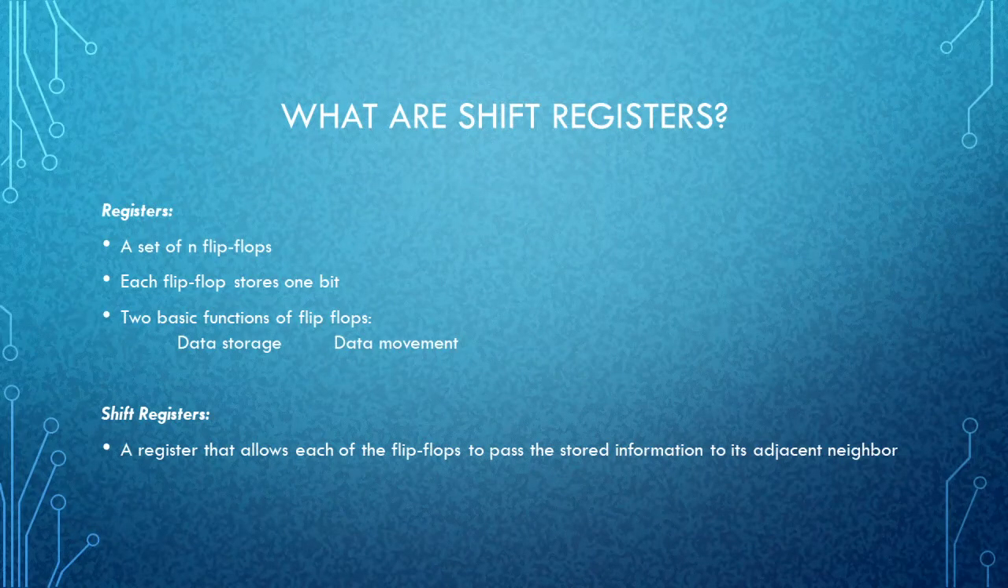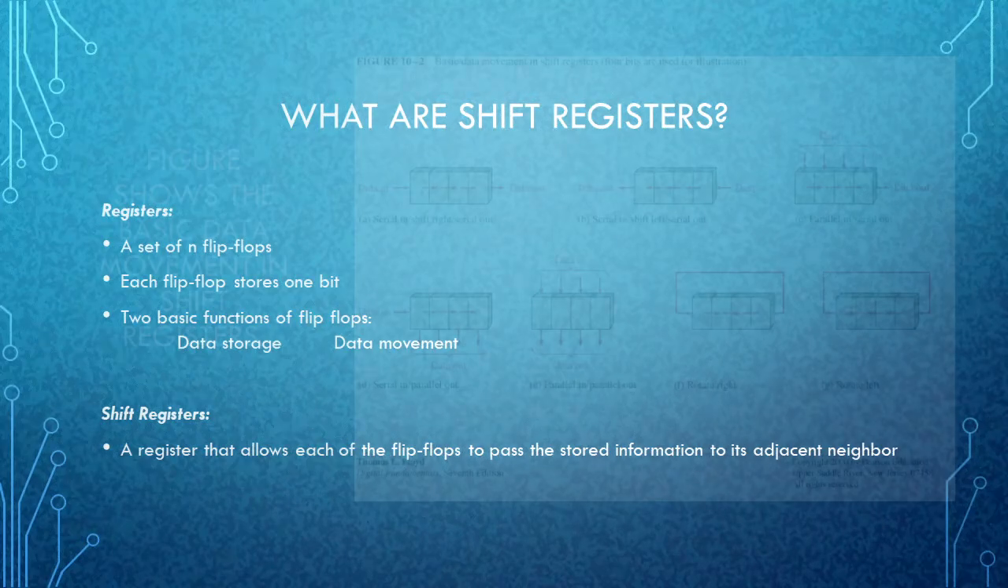Now, two basic functions are performed by flip-flops in registers: data storage and data movement. Data stored in flip-flops needs to be recovered at the output as well. If the data is passed by a flip-flop to its adjacent flip-flop only, then it is called a shift register. So, a shift register is a register that allows each of its flip-flops to pass on data to its next flip-flop only.